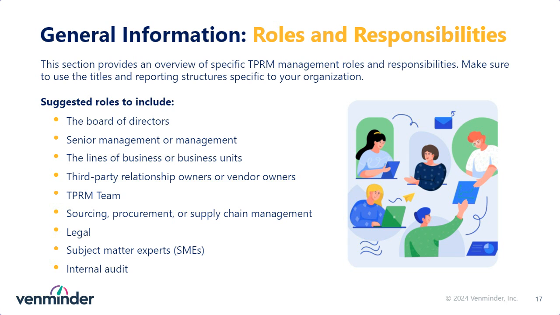Now, the titles listed here are the most common. We want to talk about board of directors, management, the lines of business or business units. Within those, we usually have that third-party relationship owner or vendor owner, the specific third-party risk management team. If there's others like sourcing, procurement, or supply chain management, we'll want to address that. Legal, subject matter experts, and that of internal audit. Now, it is important to use the accurate titles and descriptions for your organization, and keep in mind that if you do have some big reorg in the future where all the role titles are changed, yes, your policy will need to be updated.